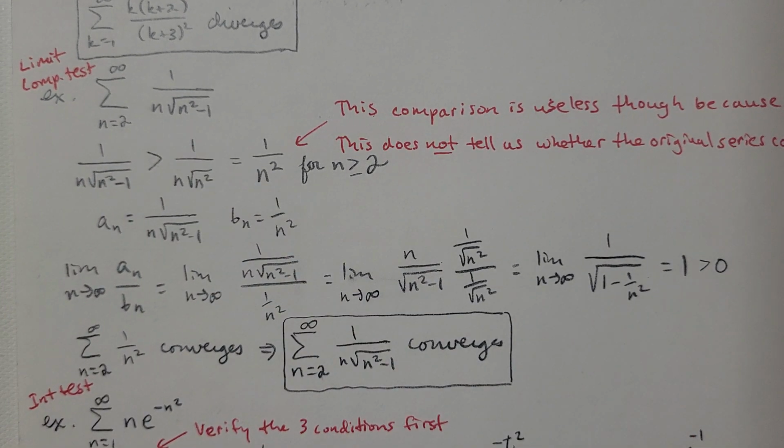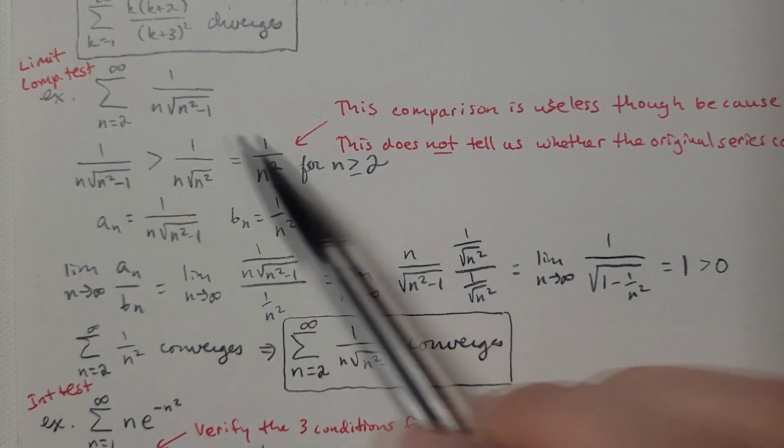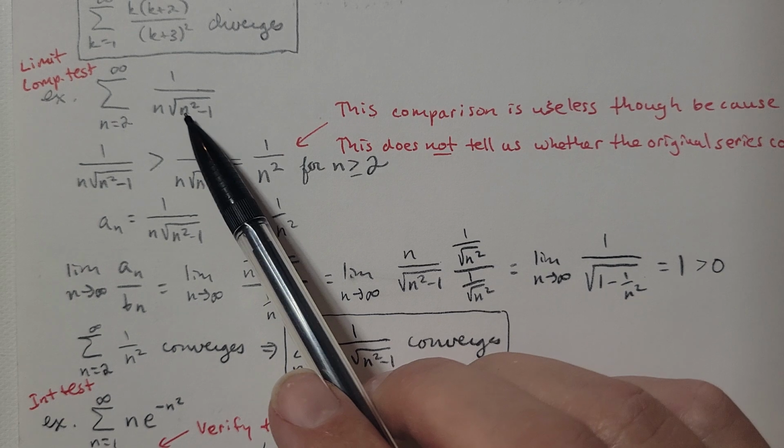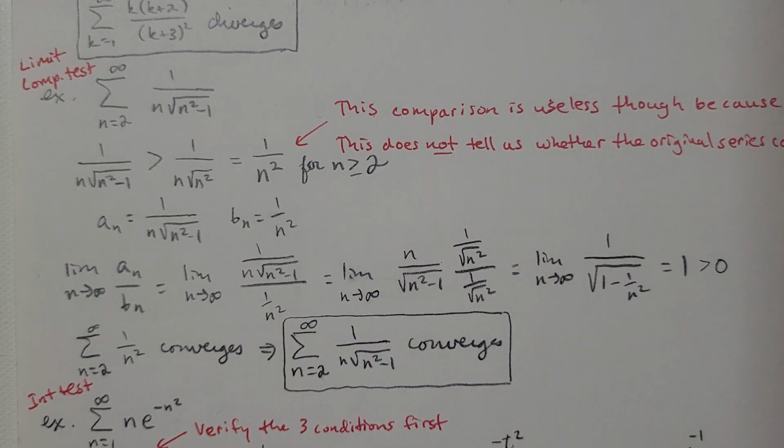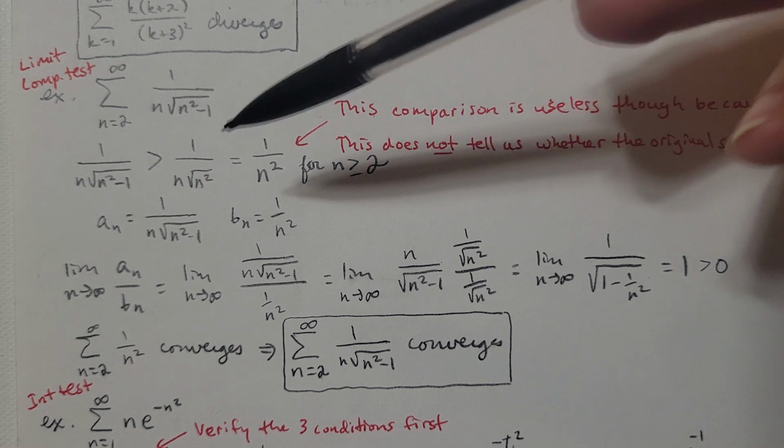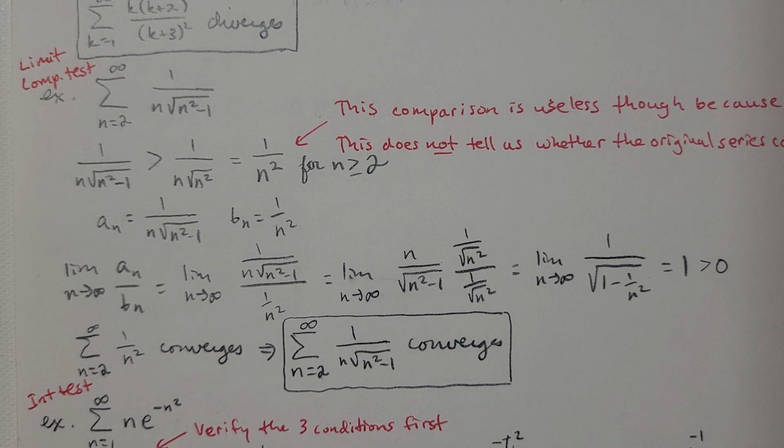Here's another example. So what if I had the summation as n equals 2 to infinity of 1 divided by n times the square root of n squared minus 1. I'm going to start at 2, not 1, because of the denominator, 1 minus 1 is 0. So I can't divide by 0, right? So that's why I'm starting at 2. Now, this looks like a comparison test situation.